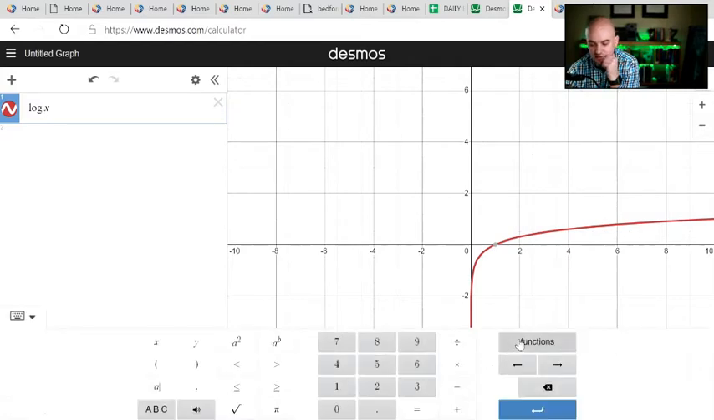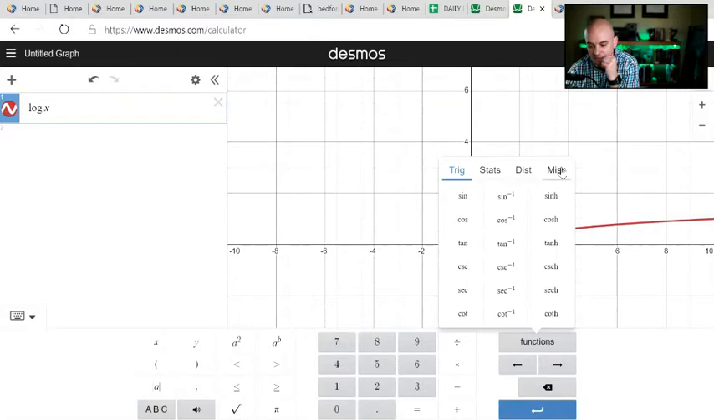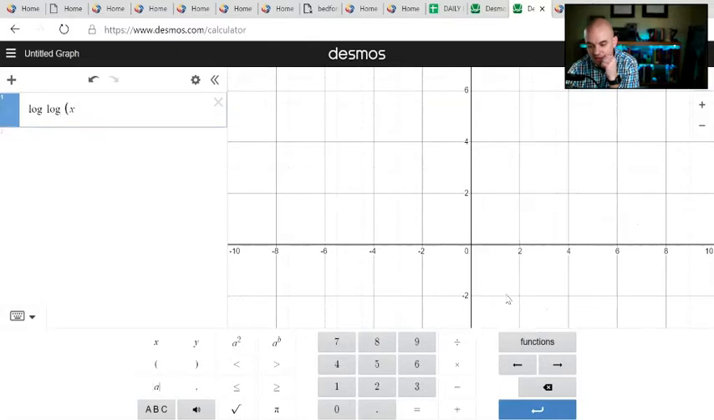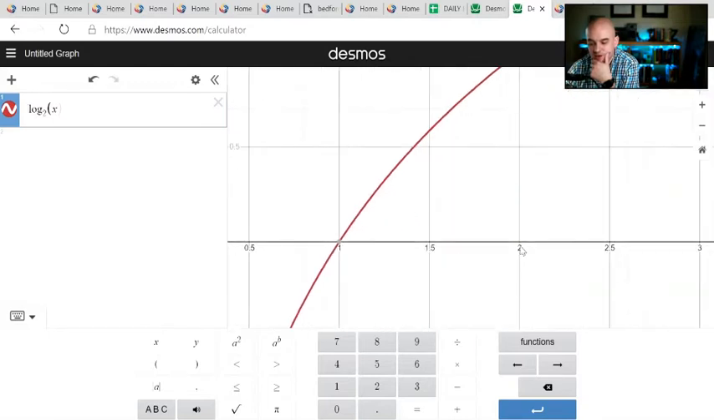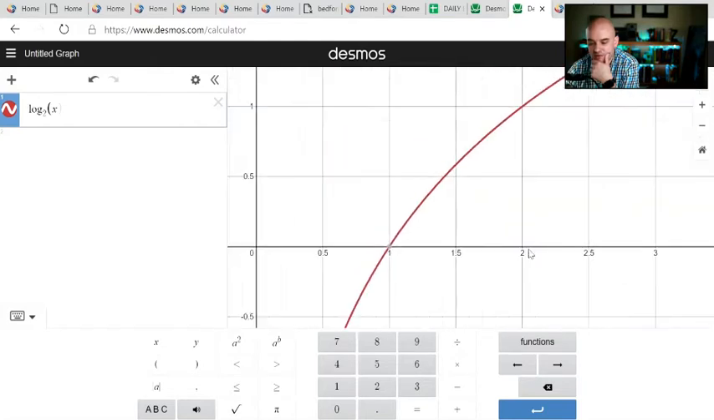So if you go to functions, underneath here we've got miscellaneous, and then this right here is where you have log base of something. And notice we can type that in, log base 2. Get rid of that other log we put in. And now this is log base 2 of x. Now I want you to keep in mind something here. The x is our input. So when you put a 2 right here in for x, the value of the output is 1.